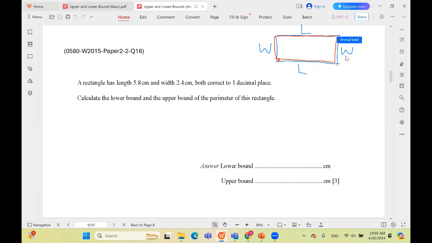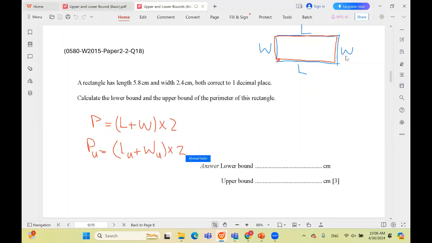So we can write an equation for the perimeter. P equals L plus W multiplied by 2, or 2L plus 2W. You can write whichever equation you want. Now we want the upper and lower bounds, and here we have addition and multiplication. So for the upper bound, we just need to get the upper bound of L and the upper bound of W, and then multiply by 2. For the lower bound, we would still need to get the lower bound of L plus the lower bound of W, and then multiply by 2.